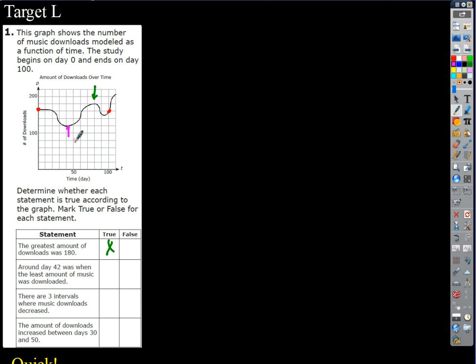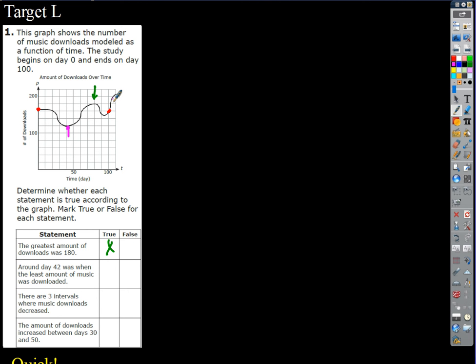Wait, how is the first one true? Because at that point right there, isn't that a height of 180? You're thinking about this part up there? Yeah. Okay, but it says the study begins on day 0 and ends on day 100. So it ends right there. See what I'm saying? So that part we can ignore. Okay?